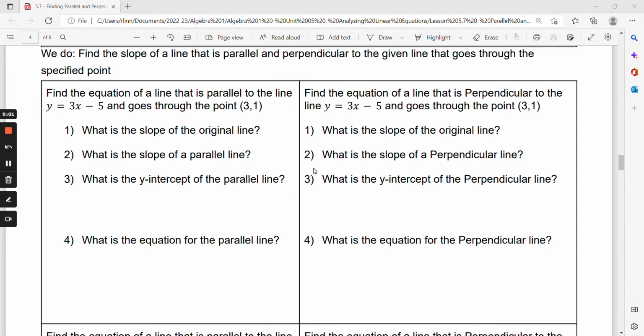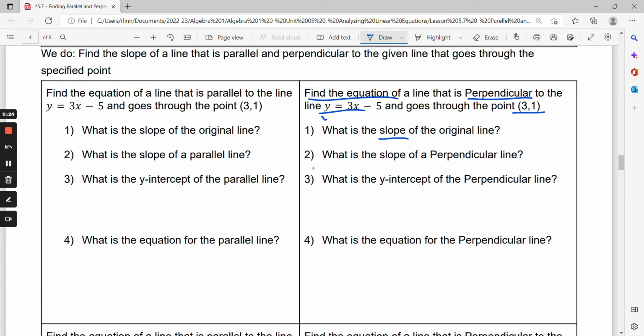Alright, so we need to find our equation of a line that is perpendicular to the line y equals 3x minus 5 and goes through the point (3, 1). So we're first going to answer a few questions before we get to our equation. Our first question is, what is the slope of our original line?